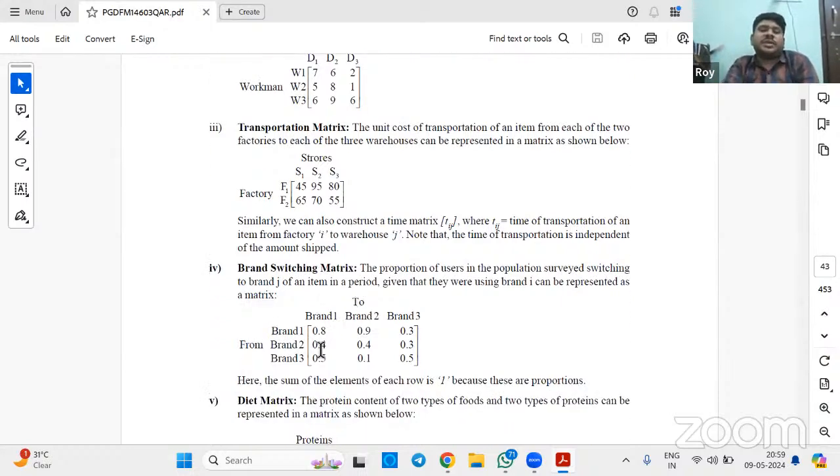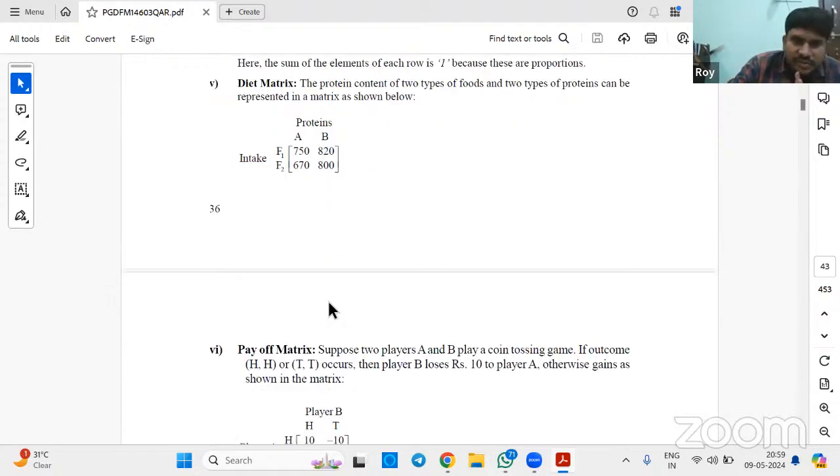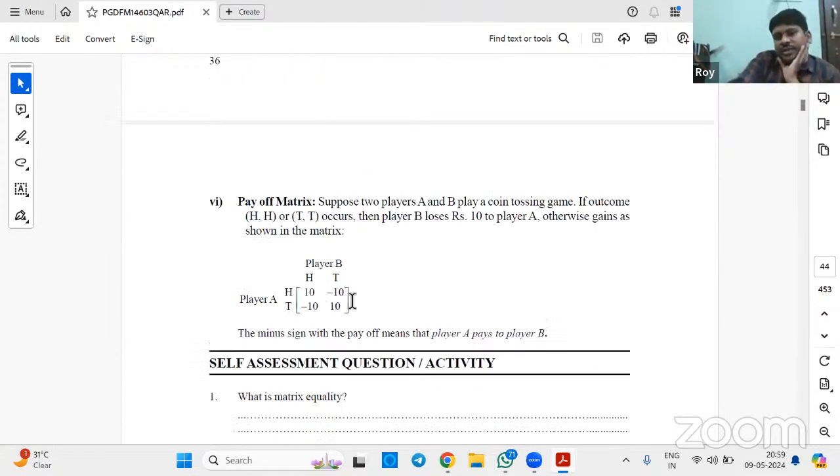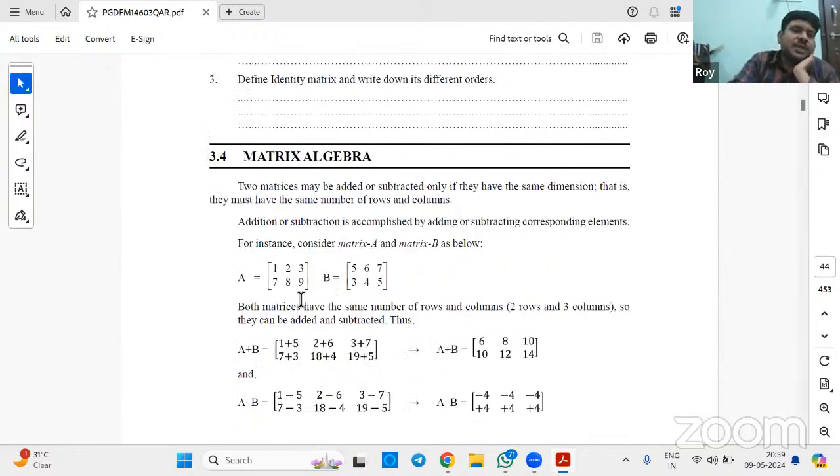Now, brand switching matrix like this. Diet matrix. Two types of foods are there. Intake F1 and F2. If you take F1, protein is 750. So the A matrix is this, right? Matrix algebra. Now, for instance, consider the given matrices M. Both matrices have the same number of rows and columns, so they can be added and subtracted.